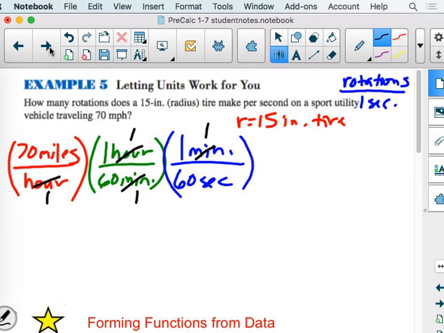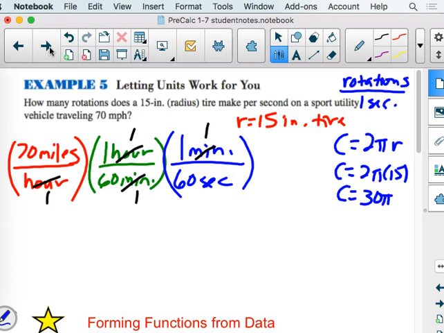Let's see. A circle. When you make one rotation of a circle, what's that called? Circumference. So we probably better look at what the circumference is going to be. What's the formula for circumference of a circle? 2 pi r. So this circumference is going to be 2 times pi times 15, which will be 30 pi.